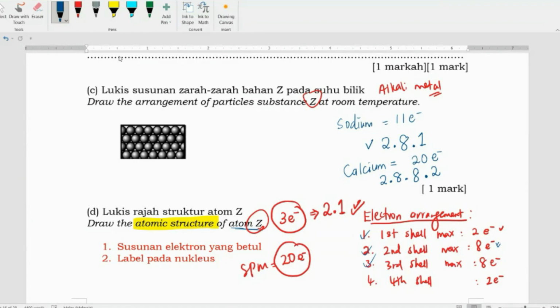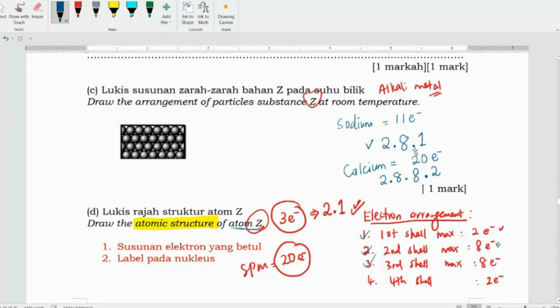Okay, this one is comparatively easy. Trinity, okay. Now, you must be confident, must be confident.